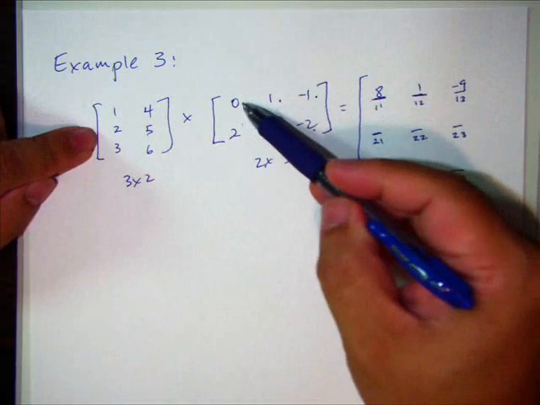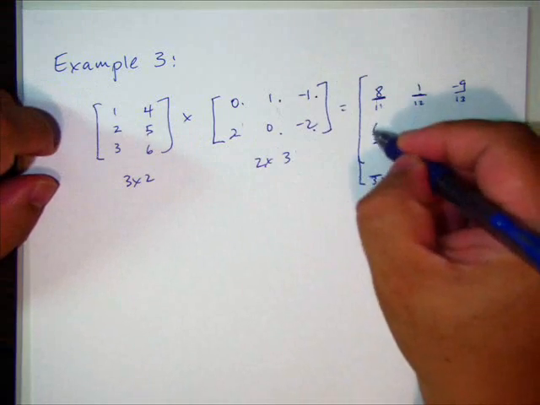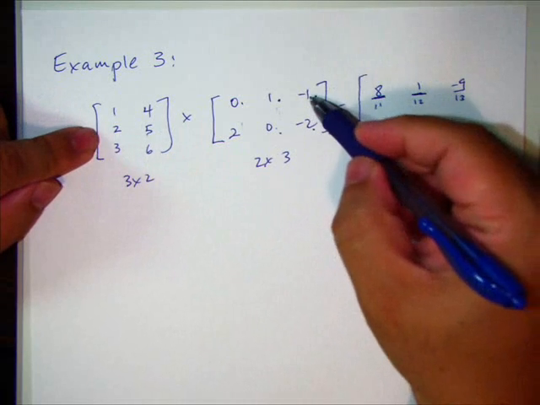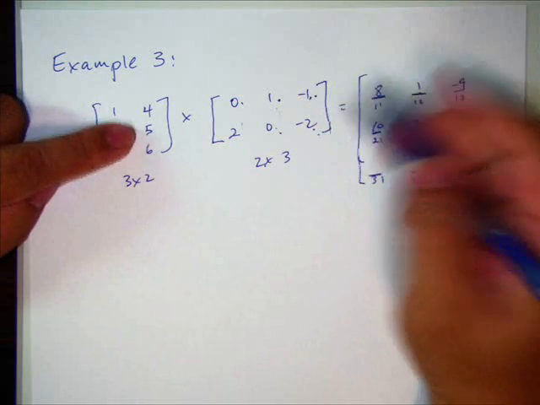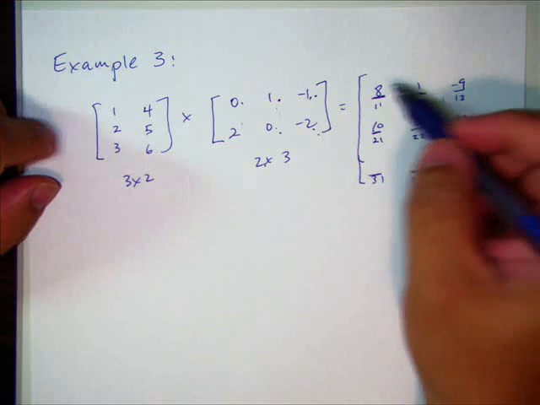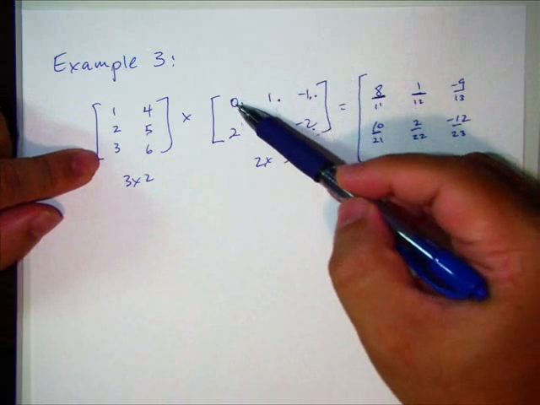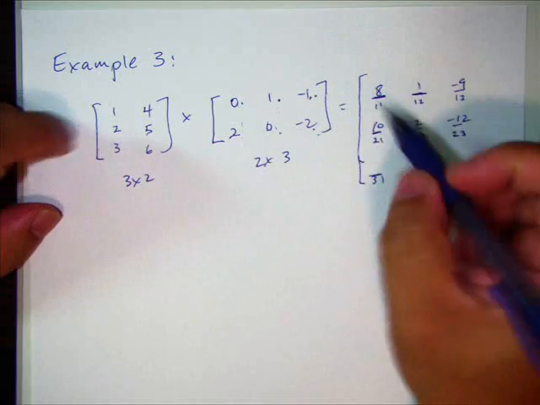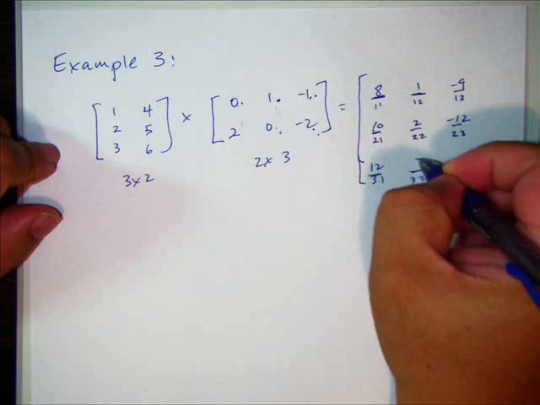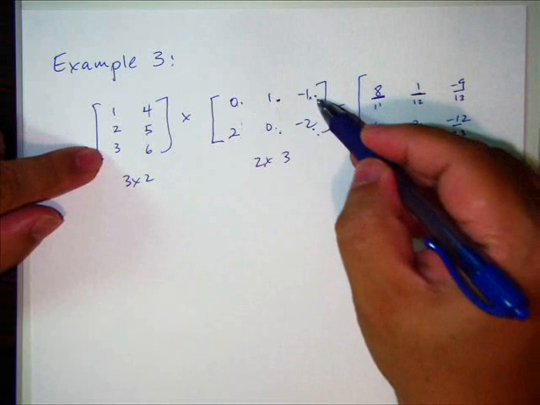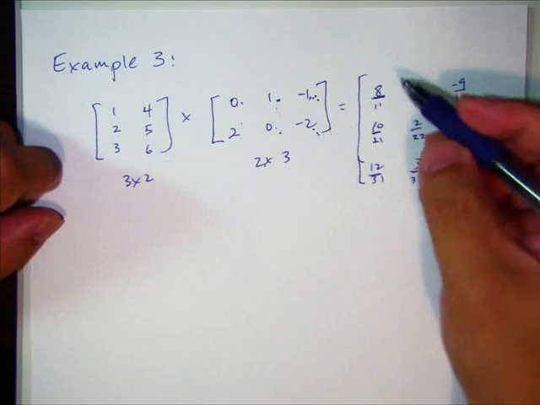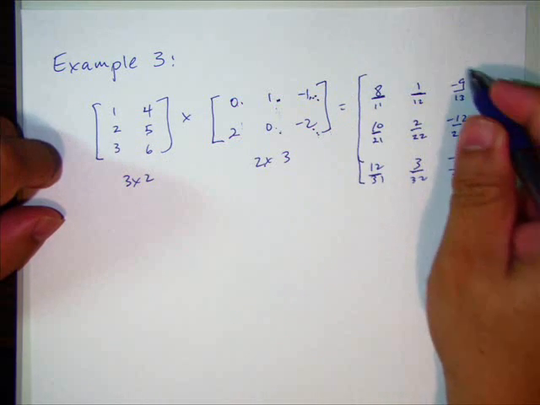Next one. 2 times 0, 5 times 2, 10. 2 times 1 plus 5 times 0, 2. 2 times negative 1 plus 5 times negative 2, negative 12. 3 times 0 plus 6 times 2 is 12. 3 times 1 plus 6 times 0 is 3. 3 times negative 1 plus 6 times negative 2, that's negative 3 plus negative 12 is negative 15.